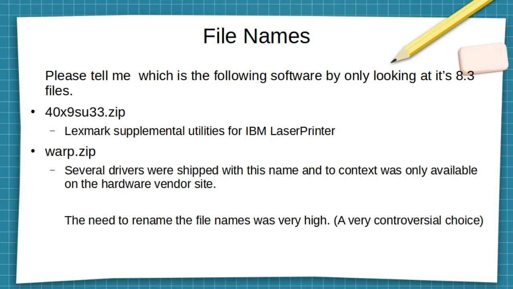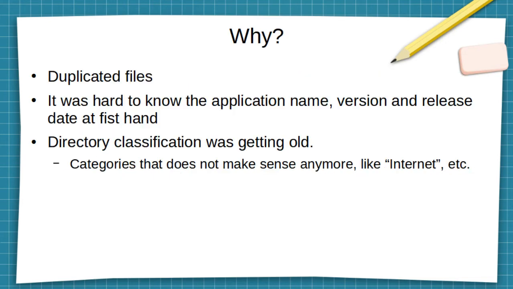Also, Hobbes had a lot of duplicated files, the same file in one category and another file in another category. And it was hard to know the application, like I told you before, just by the name of the file, and to know what version and what release it is. It was very hard. And then there was the directory classification.